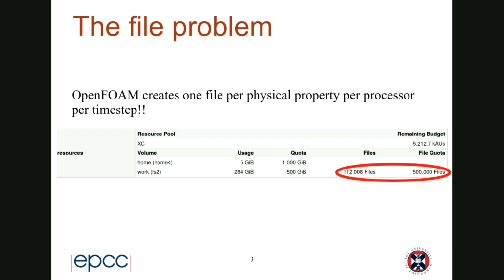And this can be an issue because, for Archer users out there, this is a picture that I've taken from one of my accounts off SAFE. As you can see, on Archer, I've got access to work, and on work, I have a maximum allowable 500,000 files. If I'm producing 100,000 files per run using OpenFOAM, then I'm not going to be able to do much more than 5 runs, and that's if I don't have anything else there.